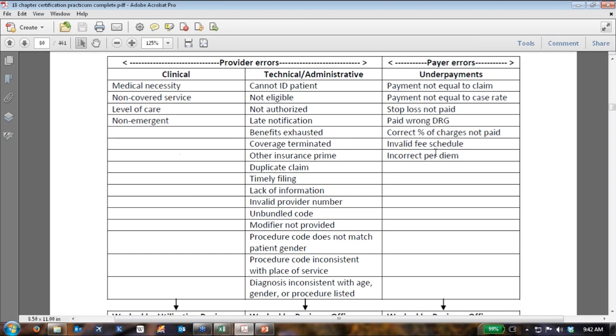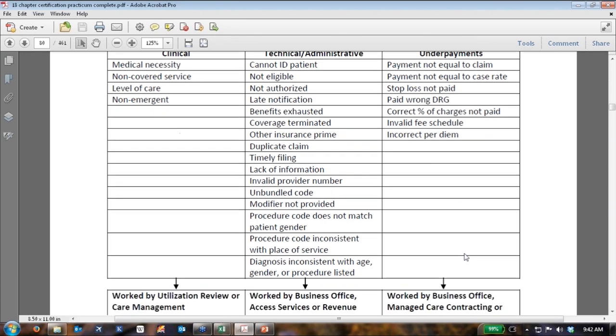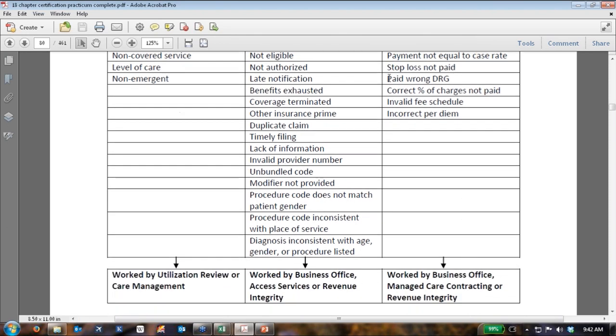And then underpayments are described here. And you notice that these technical denials and underpayments are typically worked by non-clinical people, by business office, access services or revenue integrity staff, sometimes also contracting gets involved. So that's a bit of a deep dive into the denial box.